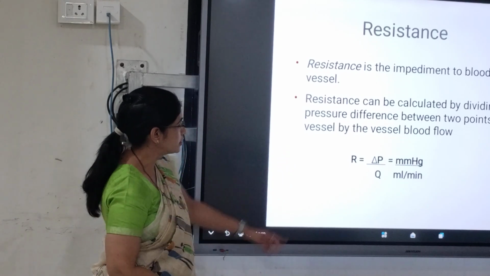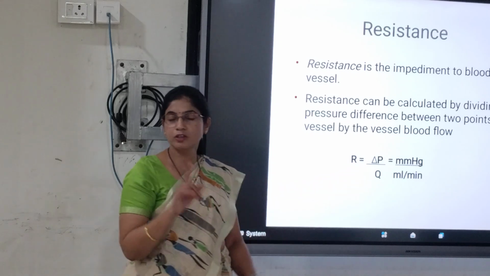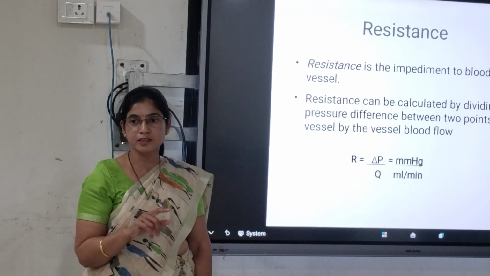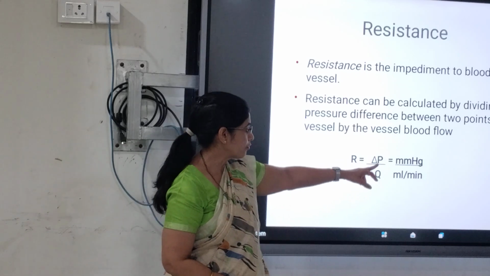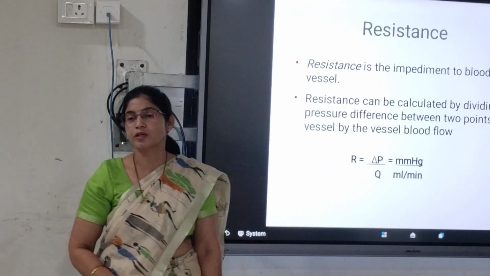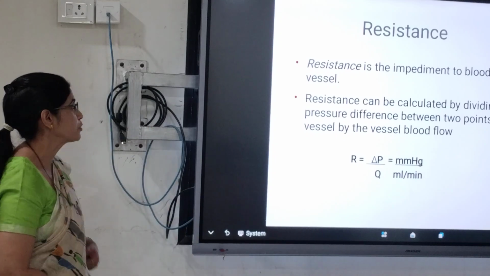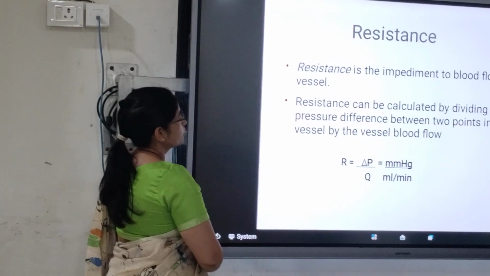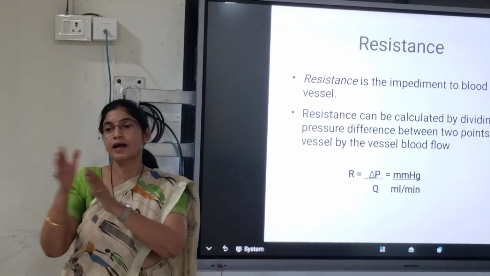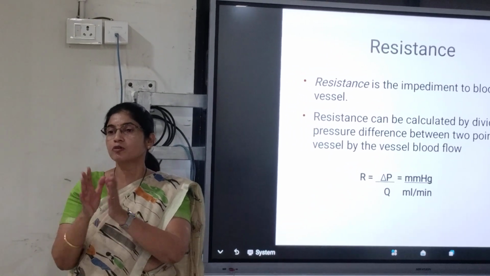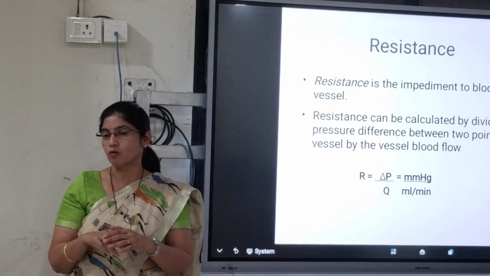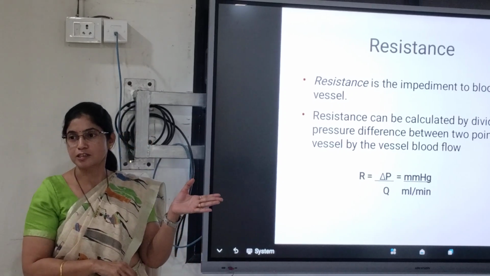You can calculate the resistance. You know the formula of blood flow, so you can calculate the resistance. Resistance is the pressure difference divided by the blood flow. The pressure difference is between 2 points, meaning the arterial end and the venous end. You calculate the pressure difference and divide it by the blood flow, and you will get the resistance.